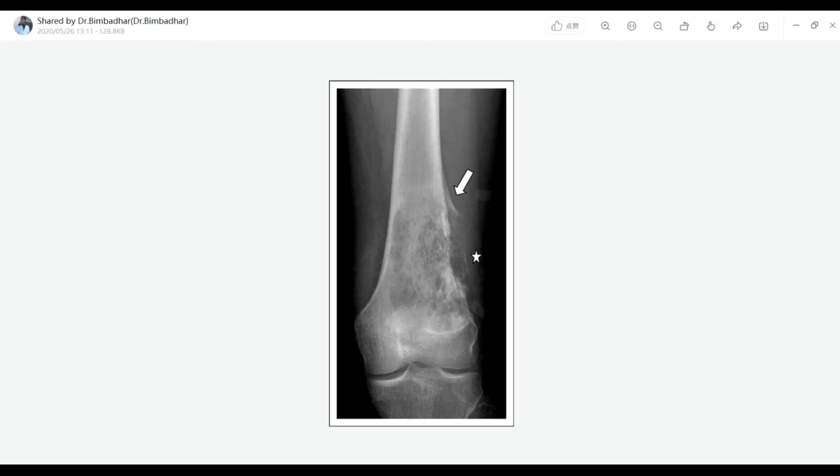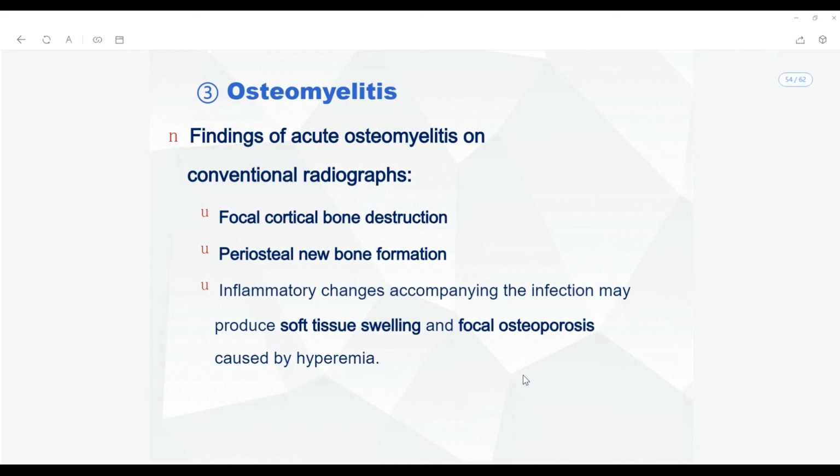Right, so remember, Codman's triangle is a characteristic feature of osteomyelitis. Okay, then, do you guys want to take a rest, or want me to complete it, because there are around 8 slides left. Continue? Okay.